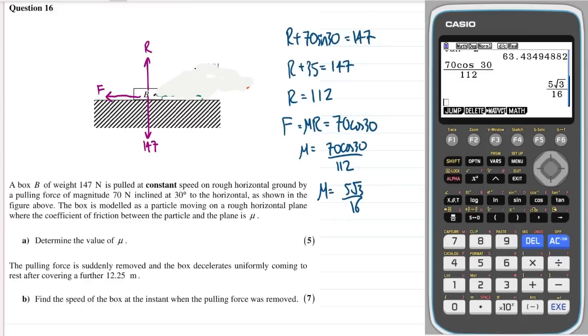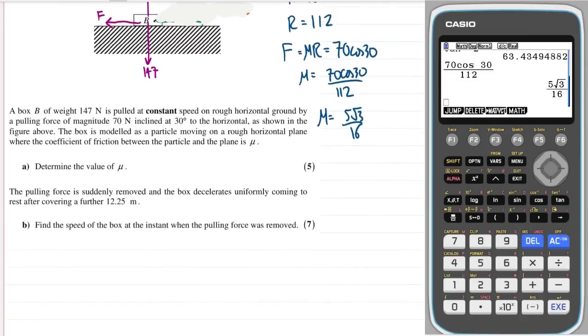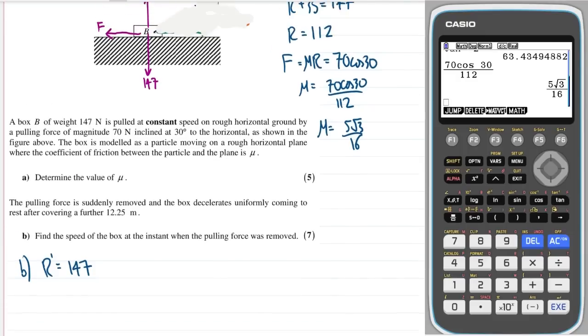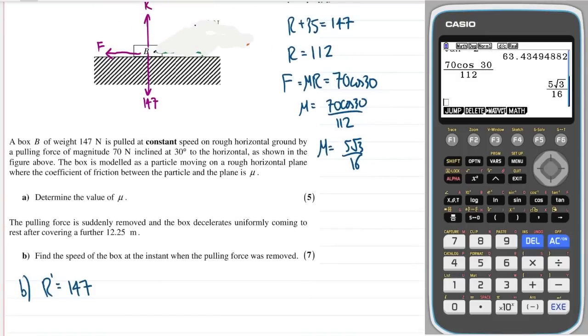Well, I think not. R has changed. R is now 147. So we write R dash, shall we say, is equal to 147. So the new force going horizontally is just friction. So the sum of the forces is negative friction, which is negative mu, which doesn't change, but R does.